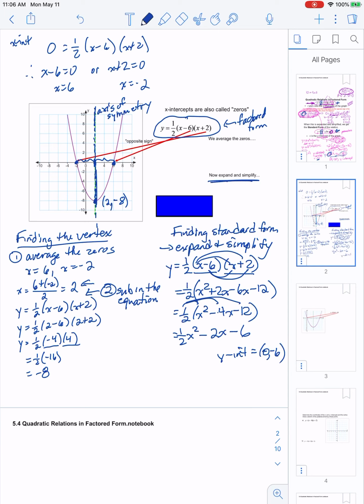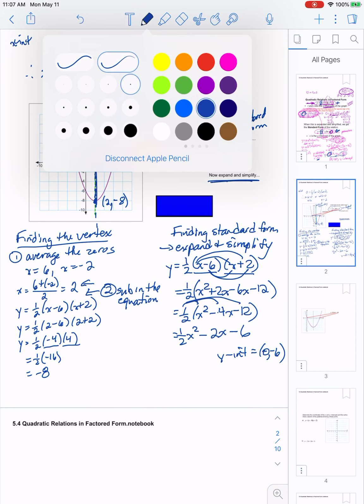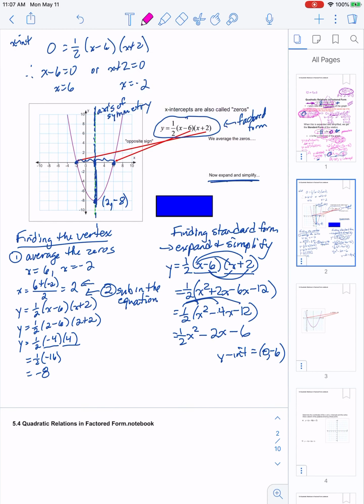The point is (0, -6). Okay, so again, just to note, the a value in this case was 1/2. The a value is still 1/2.